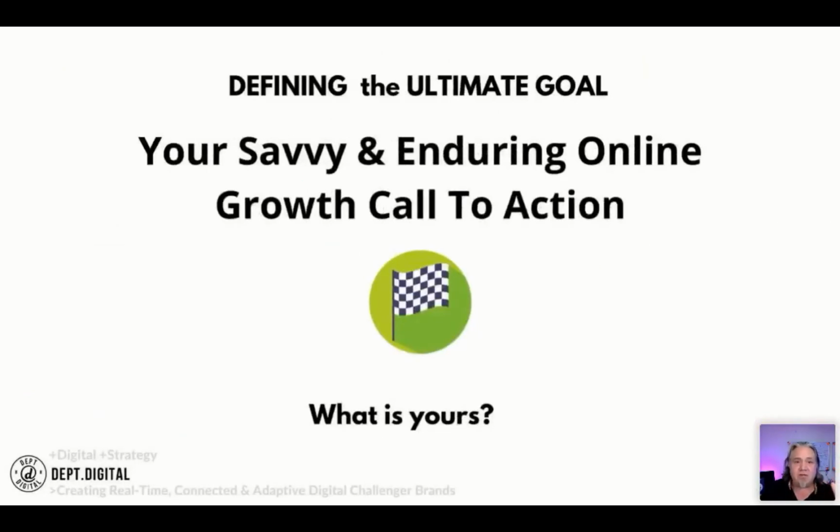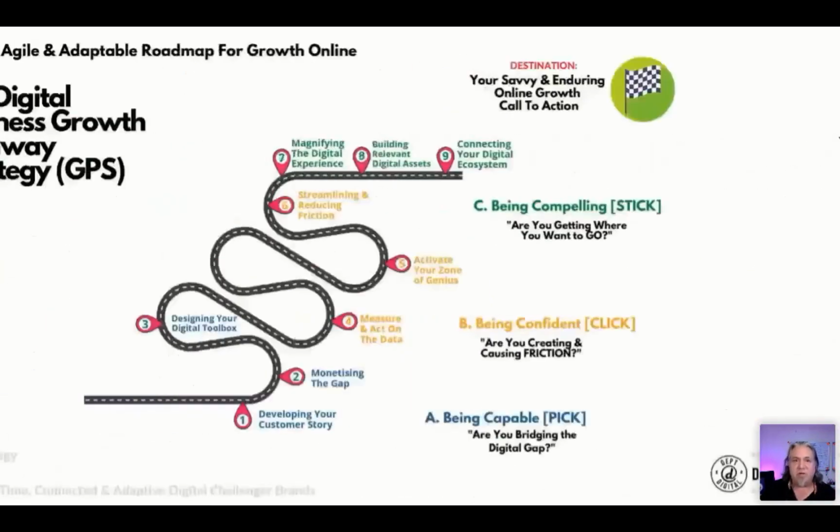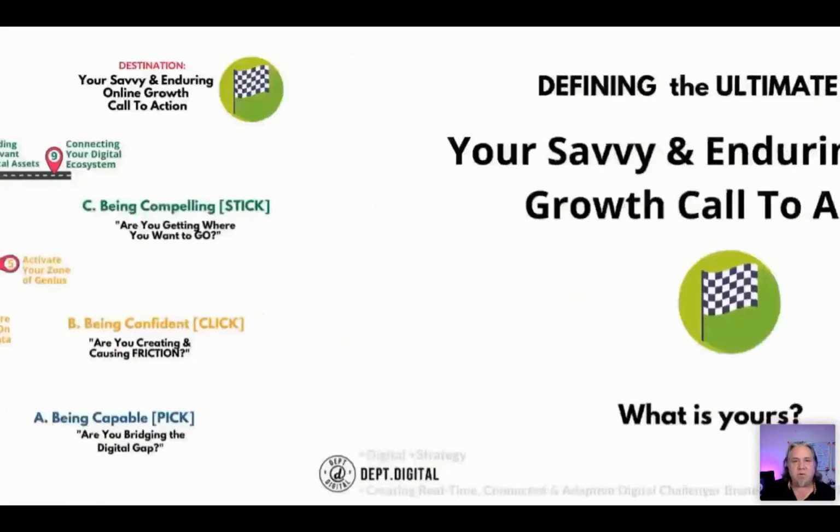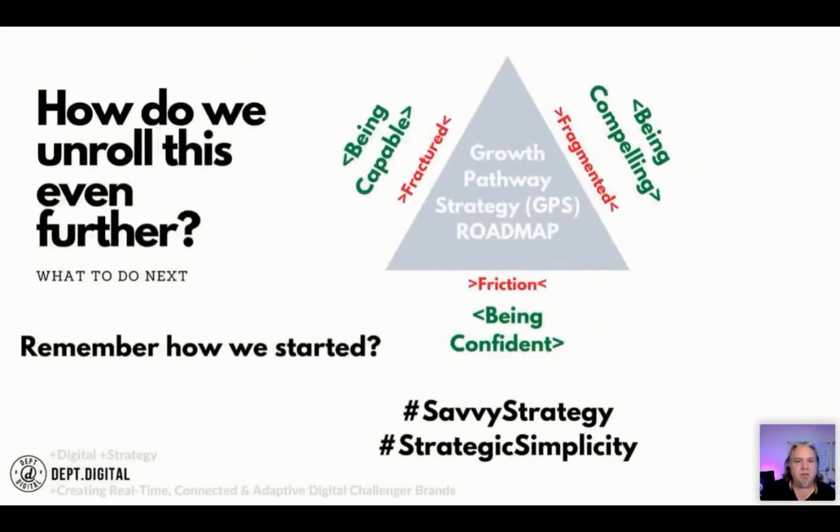So make sure that you have your online growth call to action. Okay, what is it specifically? Where are you headed? What do you want from all of this? If it is revenue, if it is growth, if it is market share, if it is staff size or revenue or that sort of thing, put it in your roadmap. Tell your business, this is where we're headed. This is what we're going to be doing. This is how we're going to do it as well.